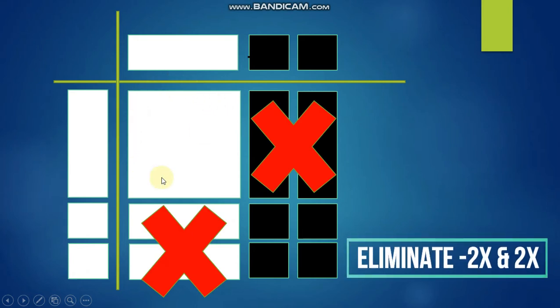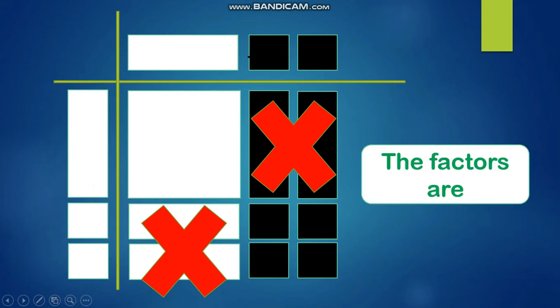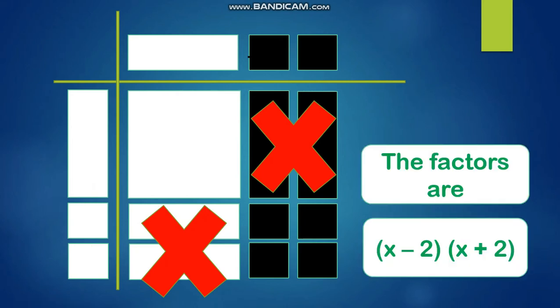Notice that this is our given x squared minus 4, and to get the factors of x squared minus 4, we have here x minus 2 and x plus 2. Therefore, the factors are x minus 2 and x plus 2.